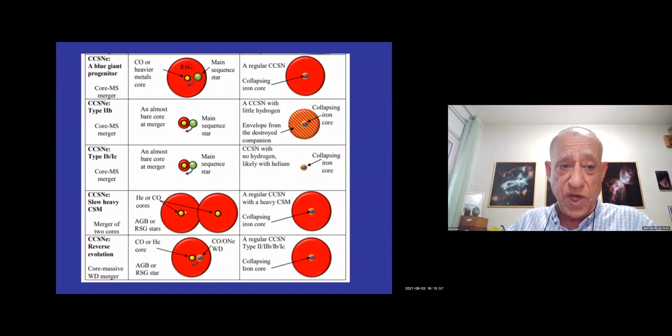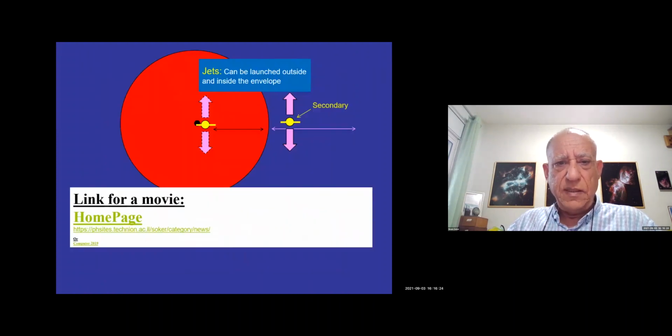We have the case of two giants that merge and can form a regular core collapse supernova, but with very heavy circumstellar medium. And there is a reverse evolution where you have a white dwarf that spirals in and later on forms a supernova. But I will not get into all this. It's not my talk. This is my last point. I will finish here and we'll leave 4 minutes for some questions and then we go to the scheduled talk.